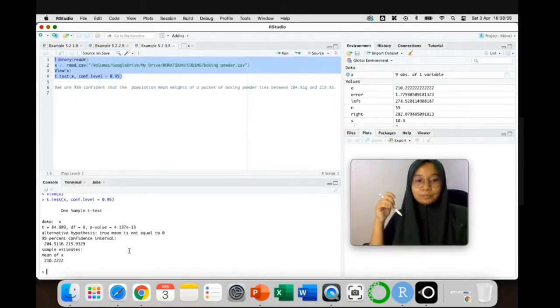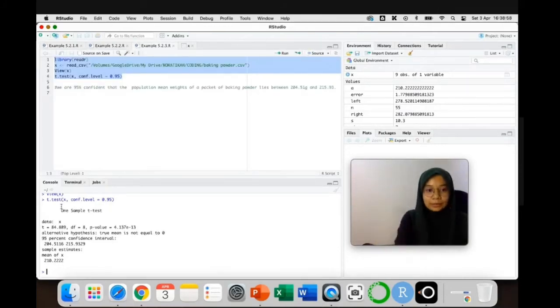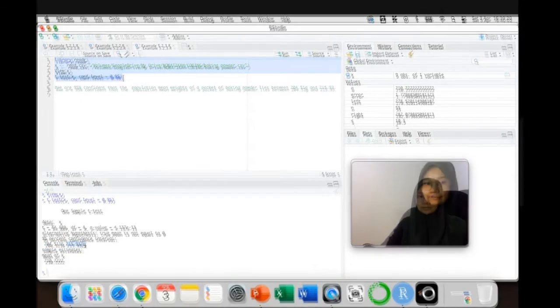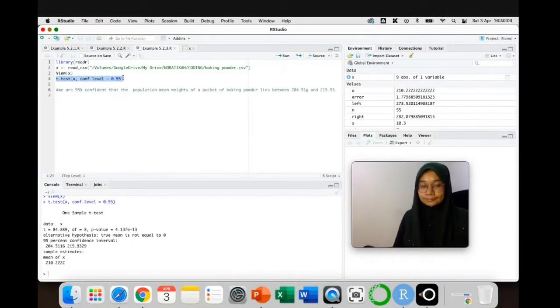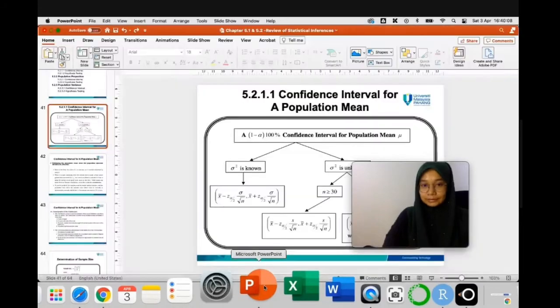Okay, what is the output? So look at here. One sample t-test. Okay. 95% confidence interval. So this is your lower boundary, 204.5116 and the upper boundary is 215.9329. So pendek je coding dia. Okay. So done for the confidence interval.